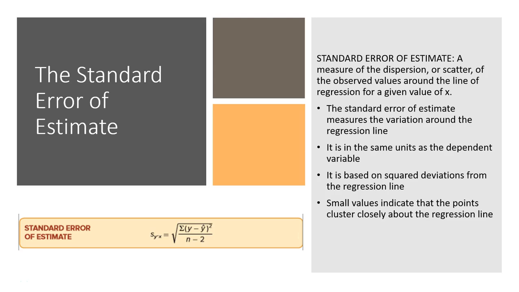And so our standard error of the estimate is a measure of our dispersion away from that line. It's kind of similar to what we were looking at with standard deviation. It's basically the same concept. So the standard deviation, remember, is going to measure the dispersion around a mean. The standard error of the estimate is going to measure the dispersion around our regression line for a given value of x.